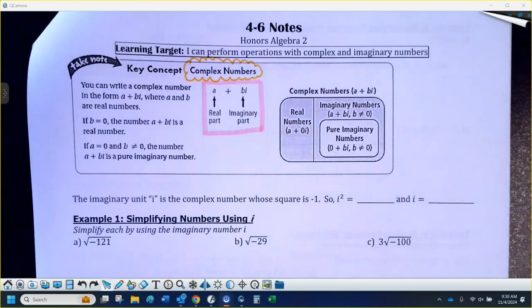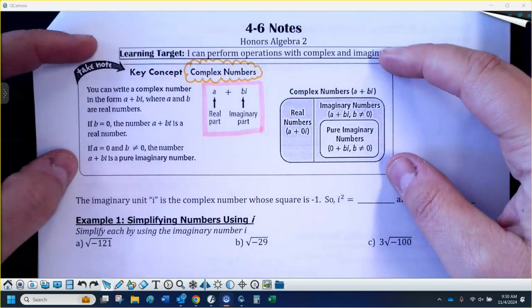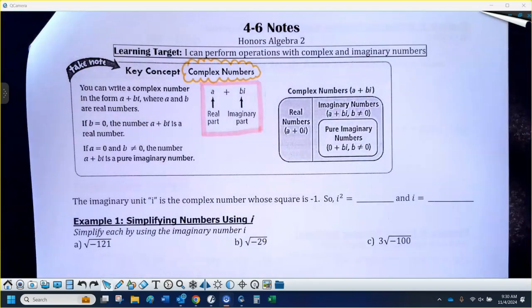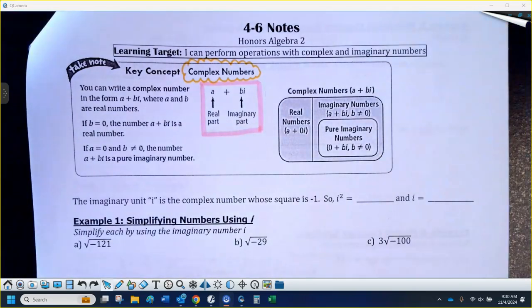Okay, so I literally just stole this little thing at the top from an actual textbook. So I'm just going to go through with you what it's talking about and then give you some actual examples, so hopefully it makes more sense. This little box is about what we call complex numbers.